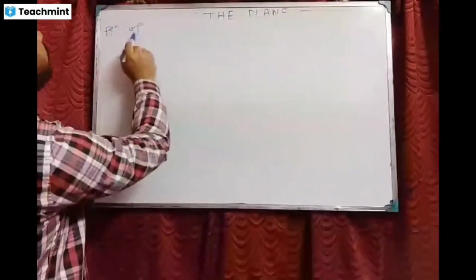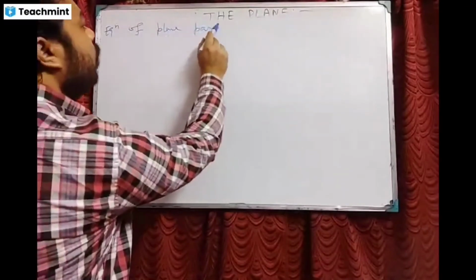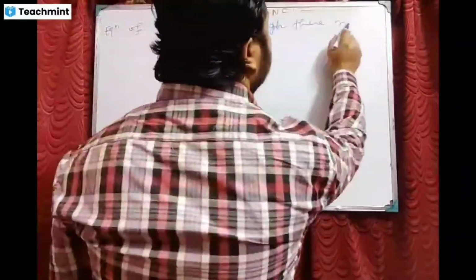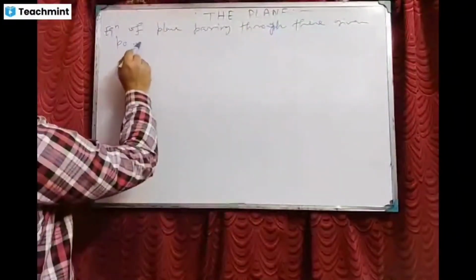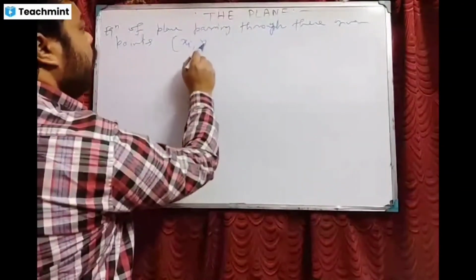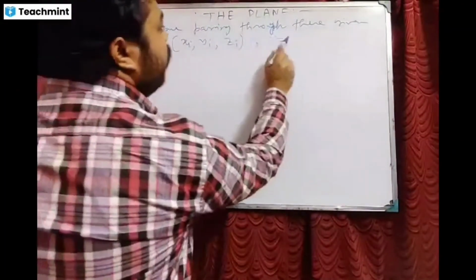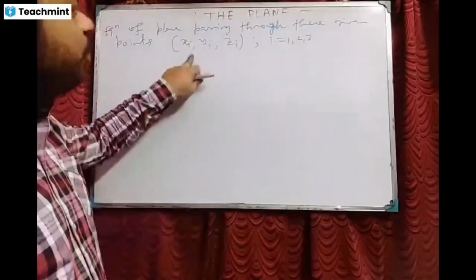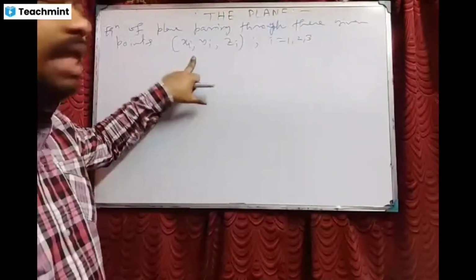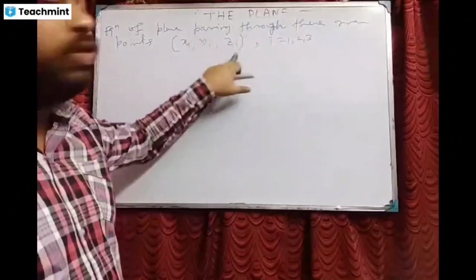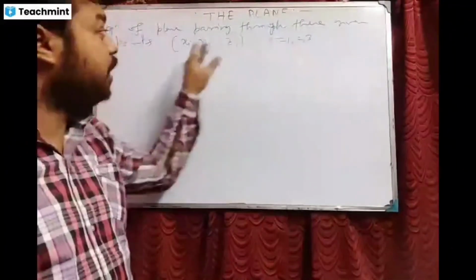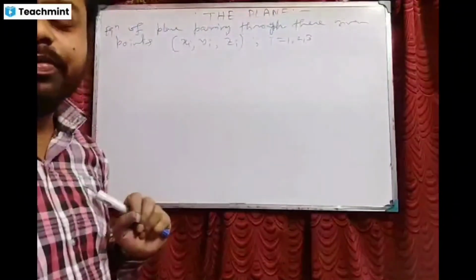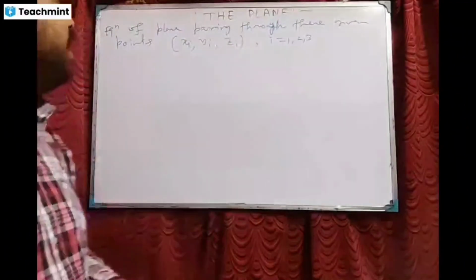Equation of plane passing through three given points, say xi, yi, zi, for i equals 1, 2, 3. Here we write three points together. For i equal to 1, x1, y1, z1 is one point. For i equal to 2, x2, y2, z2 is another point. And for i equal to 3, x3, y3, z3 is another point.